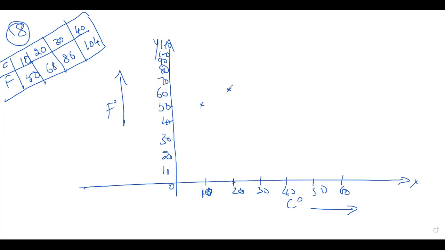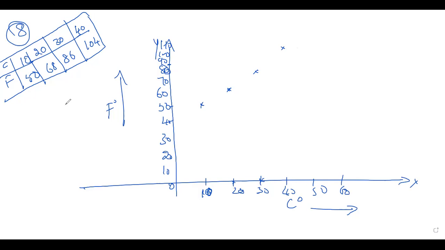Okay, next 30, 86. 86 comes between 80 and 90. Here in the middle 85 comes and the next line is 86. So I will mark here. And 40, 104. 104 comes between 100 and 110. So after 100, mark at the 4th line. So it comes here so that you will get a straight line.